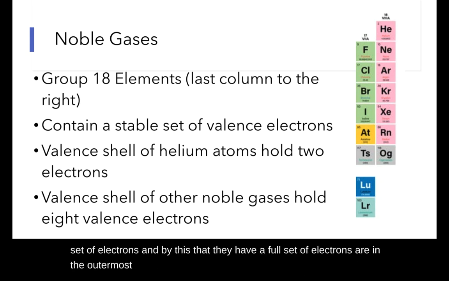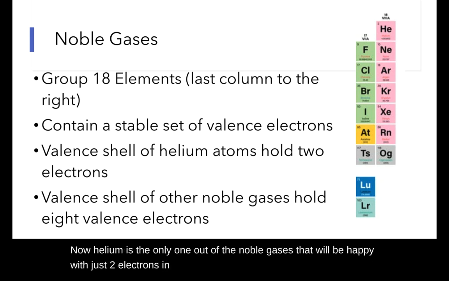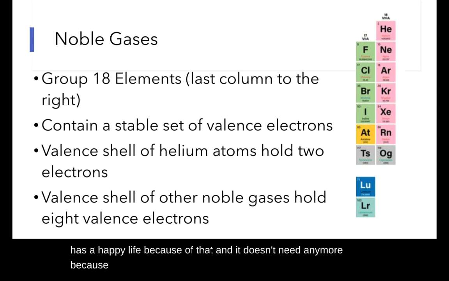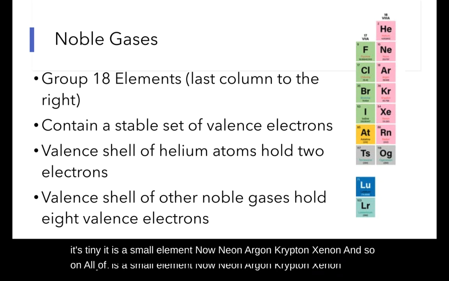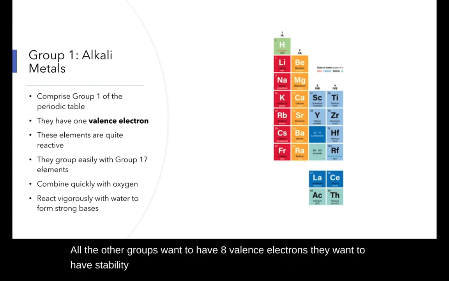Now, helium is the only one out of the noble gases that will be happy with just 2 electrons in the outermost shell, and it will be complete. It has a happy life because of that, and it doesn't need any more because it's tiny. It is a small element. Now, neon, argon, krypton, xenon, and so on, all of these have 8 valence electrons. And all the other groups want to have 8 valence electrons. They want to have stability like that too. They want to be nobility. They want to be the noble gases.